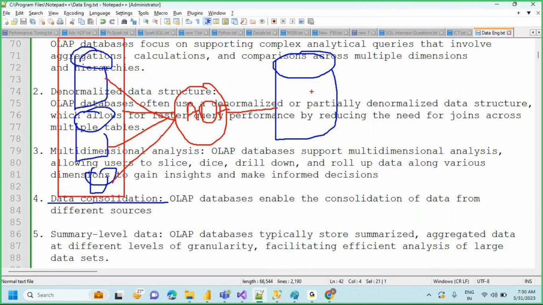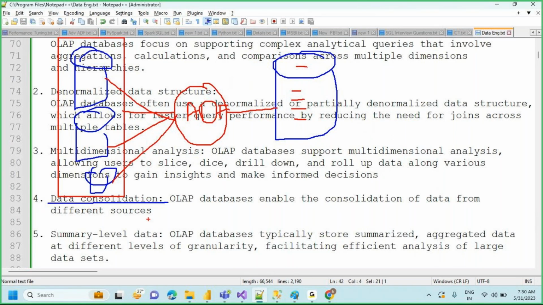Because of that, we can integrate the data in the OLAP system. The integration processing is done by something else, but whatever data you store here is a consolidated, integrated database. You're taking data from multiple places and keeping only a unified data store, so that the reporting team can easily pull the data from this particular place.